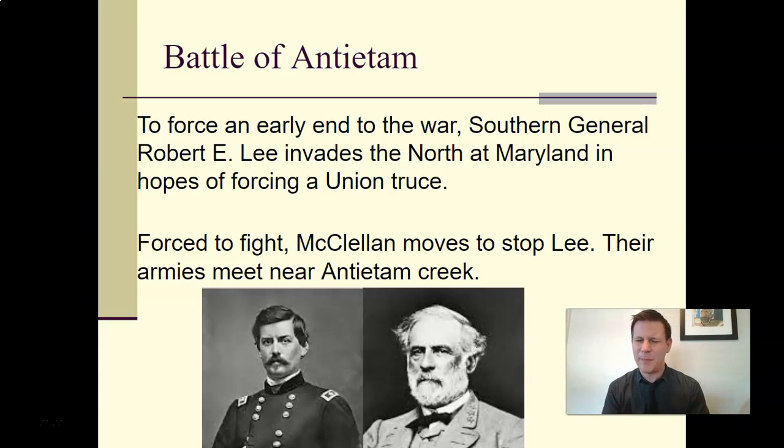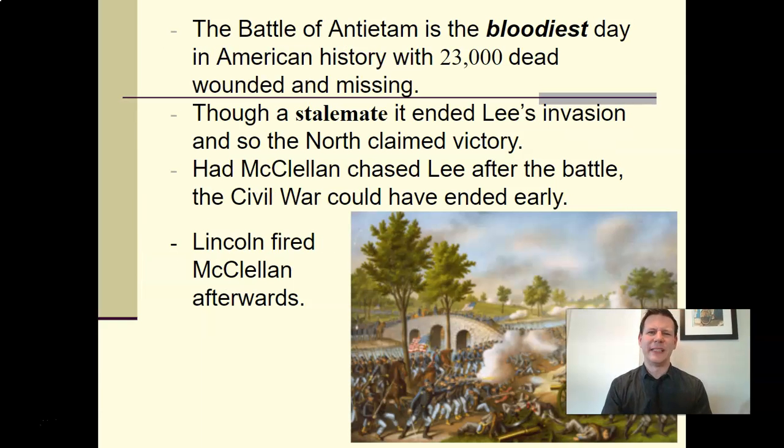He had Lee's battle plans, but even then, he really couldn't get a decisive victory because he's constantly refusing to commit men to battle. He's slow to react to things. And like I said, it is the bloodiest day in American history, even to this day. 23,000 Americans dead and wounded in one day of combat. The invasion does fail. Lee takes a lot of casualties. He can't keep invading with how many losses he had.